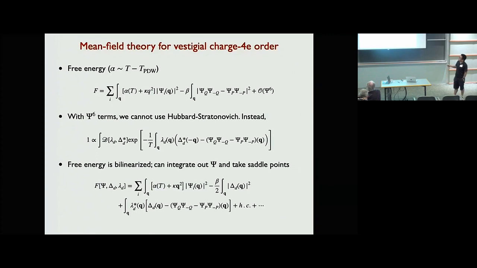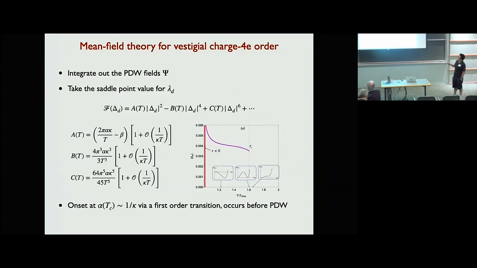We introduce a Lagrange multiplier field, which enforces delta to be equal to this boson bilinear. Doing that, I can just replace this quartic term with this delta order parameter. And what I have, in terms of the original PDW order parameter, is completely bilinear, which can be integrated out. If I take saddle points for these auxiliary fields, I should be able to get a free energy for the D-wave charge-4e order parameter.